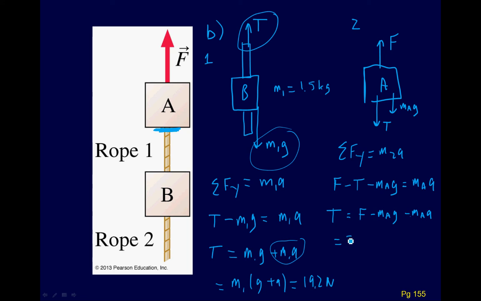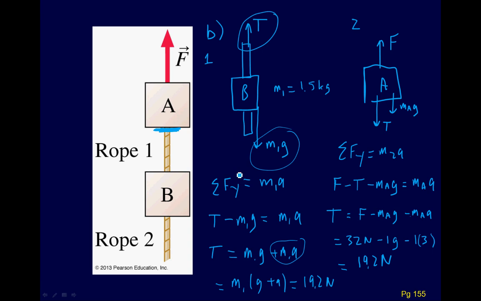We plug in our numbers. We know the force was 32 newtons, minus 1 kilogram times 9.8, I'll just drop the kilogram to make my life a little easier, and then minus 1 kilogram times 3 meters per second squared. If we plug that into our calculator, we get 19.2, just as expected. So you can do it either way, and in my opinion, taking the bottom half, system 1, is actually better.